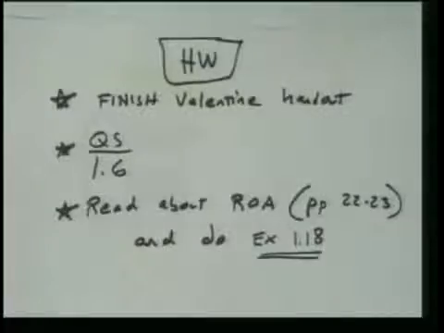Okay, let me give you your homework. Here is the homework I want you to do. I want you to finish the Valentine handout, okay? I want you to do Quick Study 1.6. And then I want you to read about return on assets, ROA. It's on pages 22 and 23 in your book, and do exercise 118, okay? Each chapter has a ratio at the end of it, and we'll talk about those. Make sure for next lecture, which is a very important lecture, you have your PowerPoints for chapter 2.